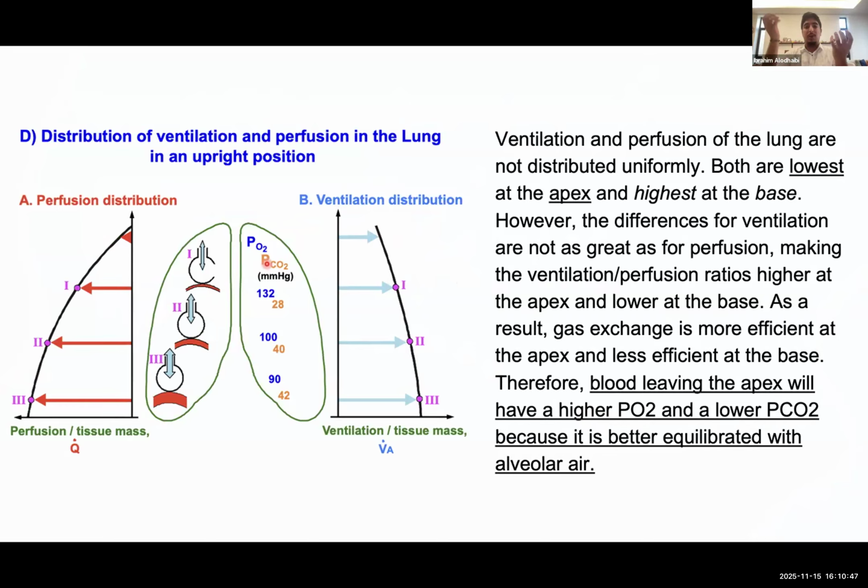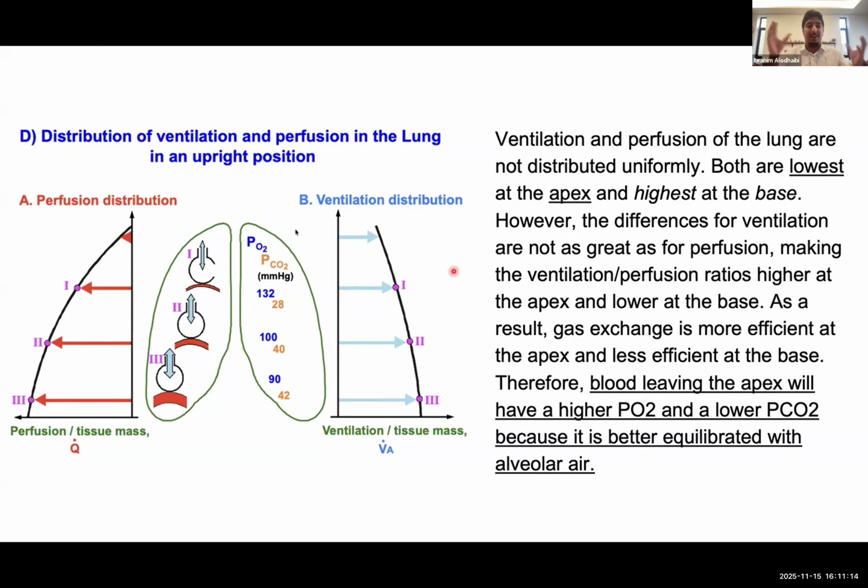Which means there is less blood to have to load oxygen onto at the apex of the lung compared to the base of the lung, which is why we're saying here blood leaving the apex is going to have a higher PO2 and a lower PCO2, because it's better equilibrated with alveolar air. We are able to feed the perfusion coming to the apex of the lung with more air easily because there's less perfusion and more ventilation.